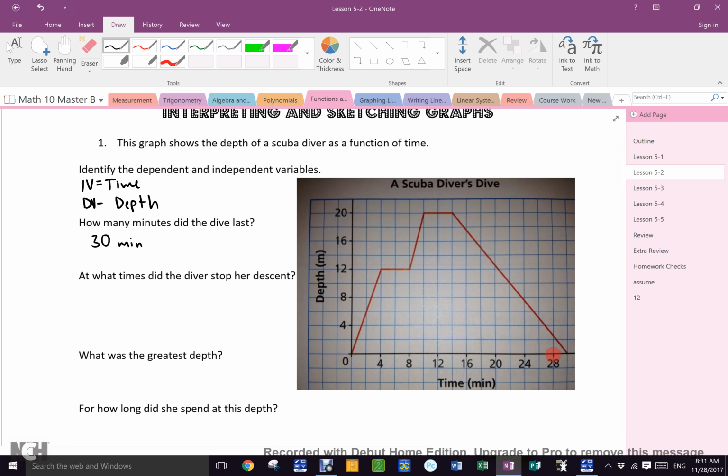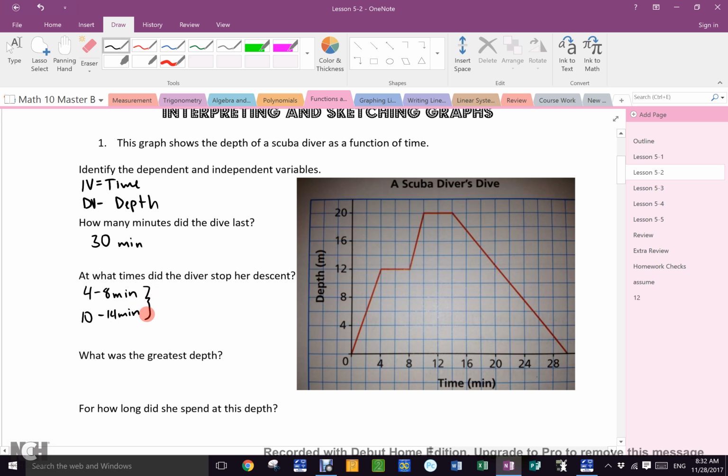Scale matters. All right? Now, at a couple of times, the diver stopped her descent. When was that? When did she stop swimming downwards? She saw Dory, and then she saw Crush, the turtle. When did those two things happen? At 4 minutes and at 8 minutes. So from 4 minutes to 8 minutes. And then from 10 to 14 minutes.